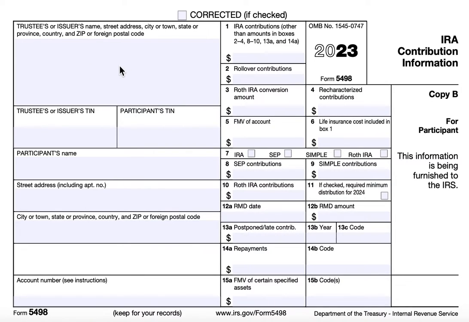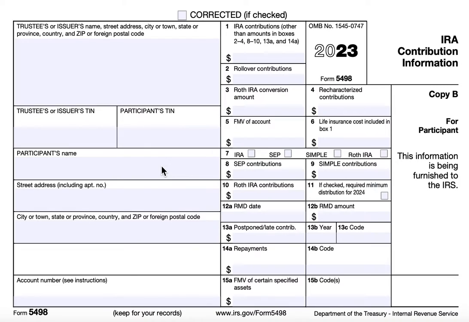Let's imagine that you have investment accounts at Charles Schwab. This would have Schwab's information right here with the name, address, town. It would have Schwab's employer identification number in this area right here. Then right next to it would be your taxpayer identification number as the participant, as well as your name, mailing address, and so on and so forth.